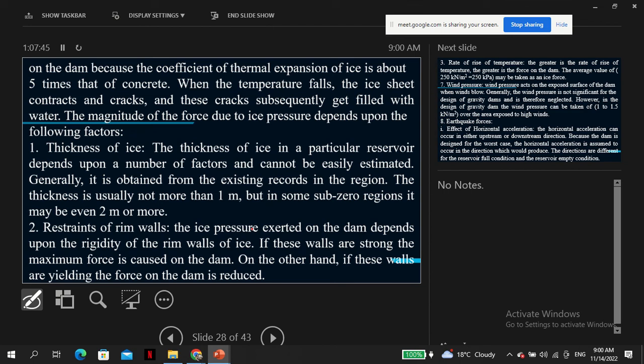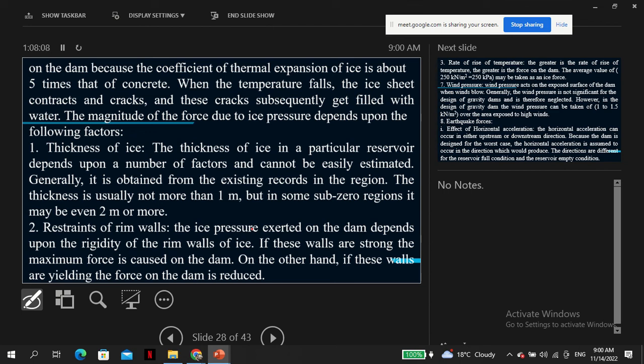The magnitude of force due to ice pressure depends upon the following factors. So this is just so you know. I told you maybe we don't experience this in Kenya, but you might find yourself in Iceland or in some other country or in Canada. So you will at least have an idea of what to do.